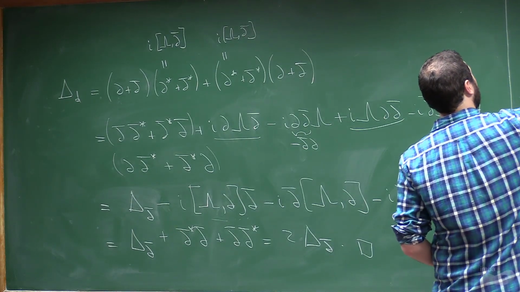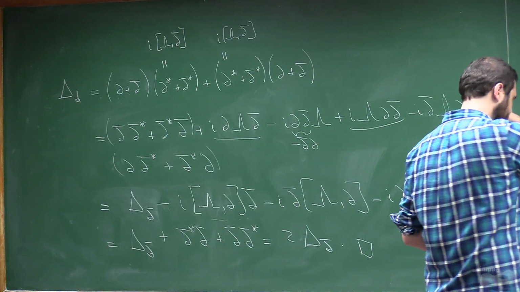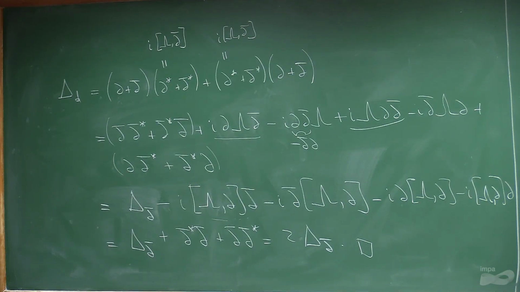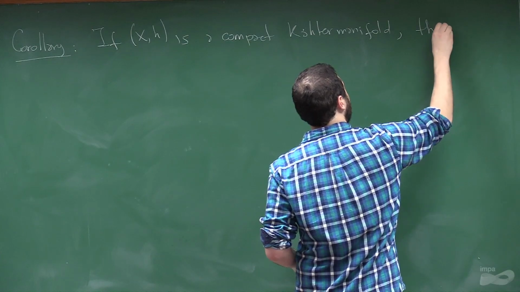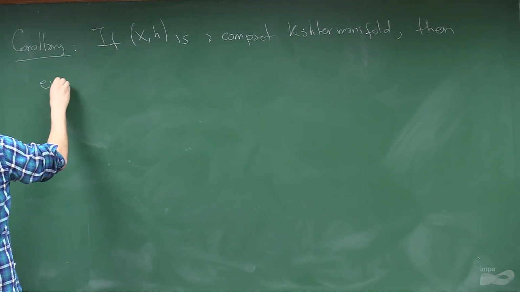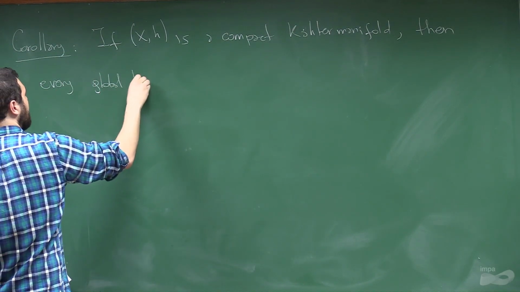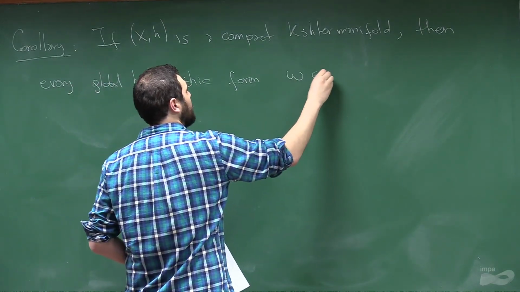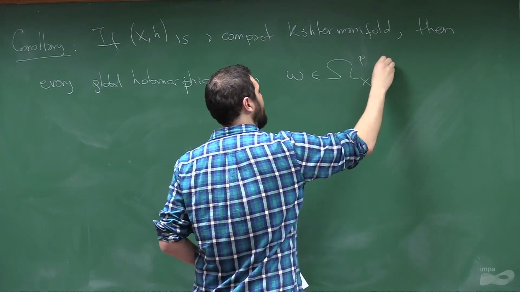Okay, another corollary, a corollary of the corollary, is the following. If X is a compact Kähler manifold, then every global holomorphic form omega is closed.